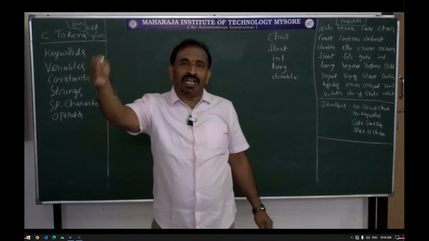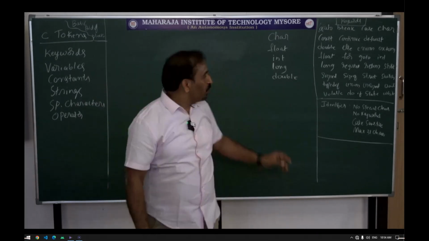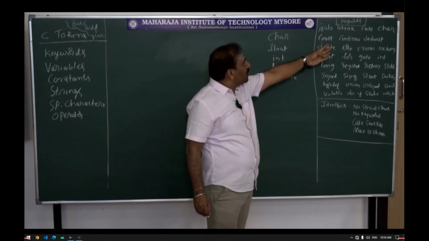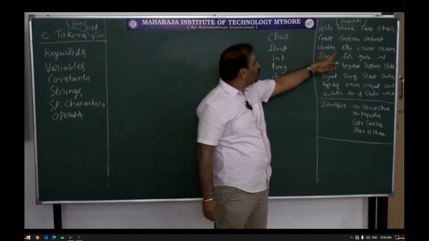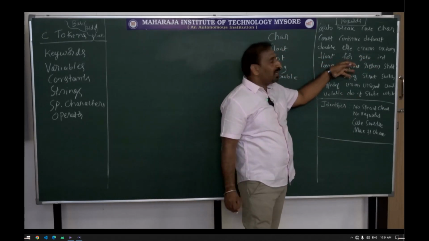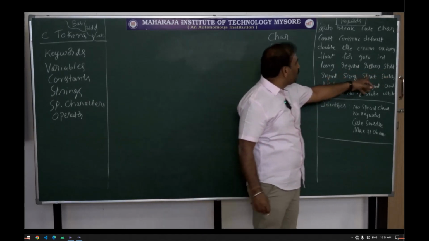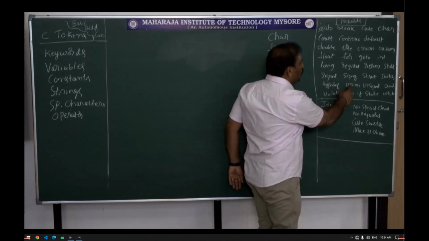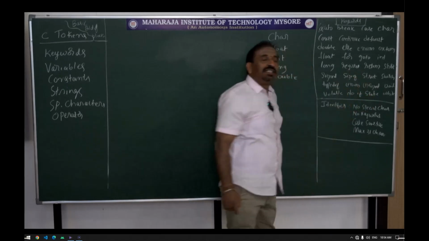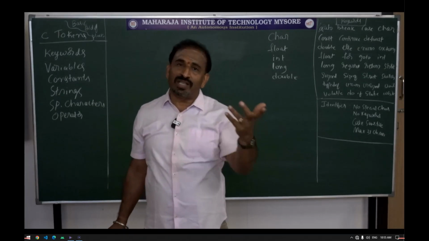As and when we proceed, as and when we start writing the programs, we will be seeing them in usage. Say for example, you have auto, break, case, char, const, continue, default, double, else, enum, extern, float, for, goto, int, long, register, return, short, signed, sizeof, struct, switch, typedef, union, unsigned, void, volatile, do, if, static, while. These are the 32 reserved words. You can call them keywords or reserved words.